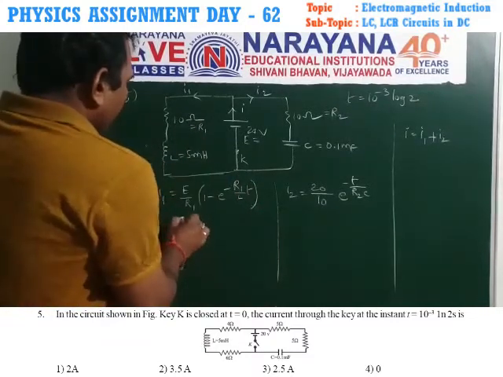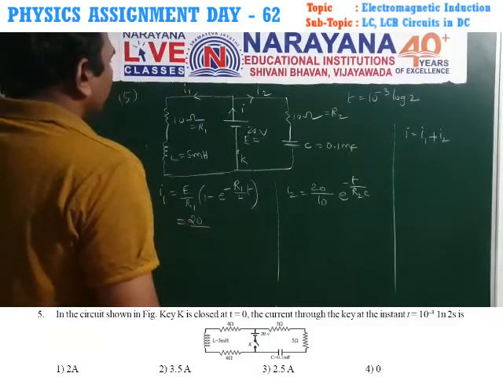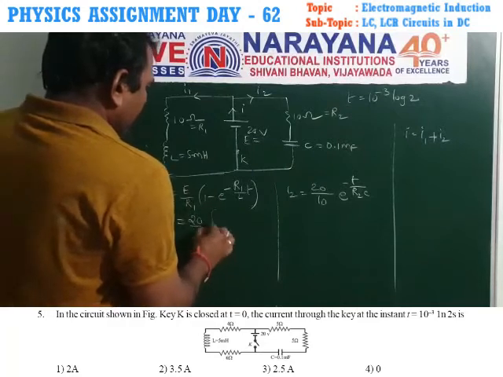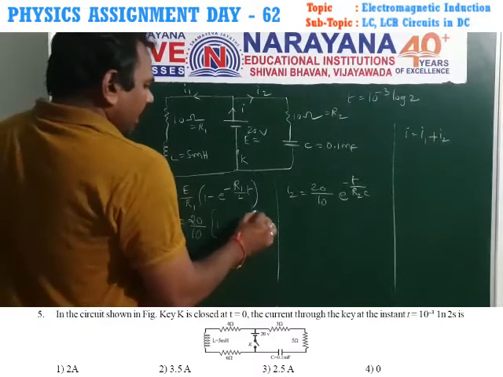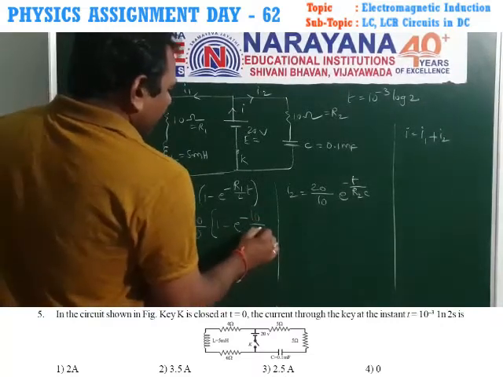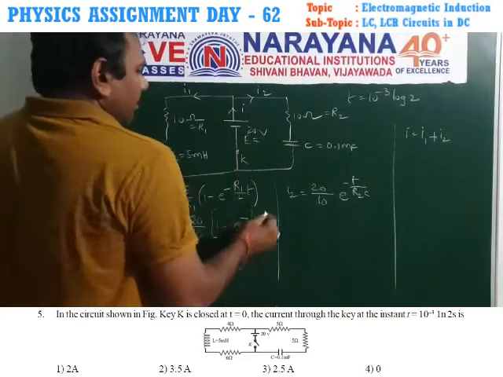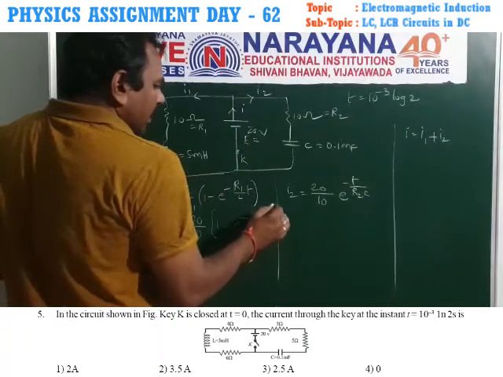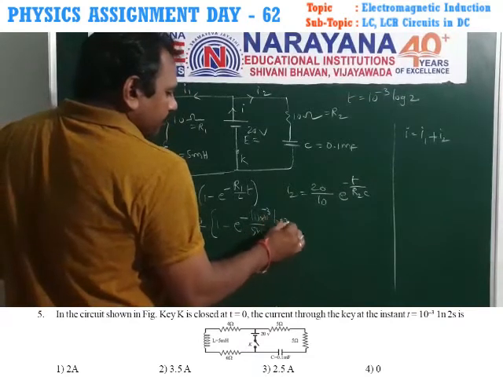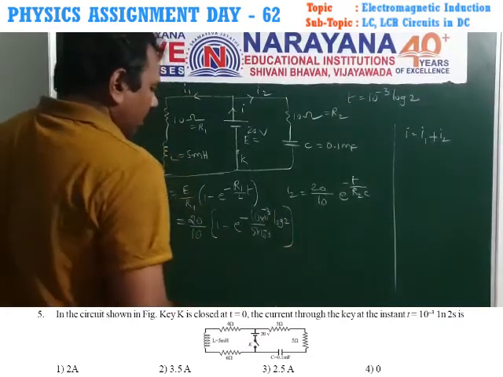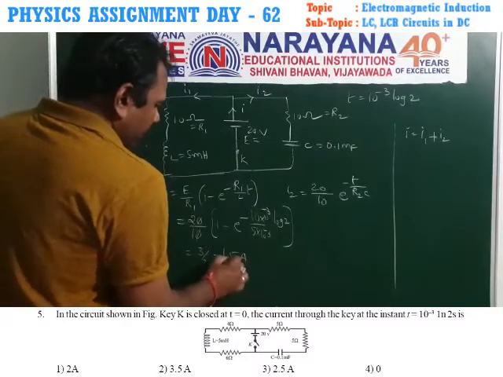So here, what is the value of E? It is 20 by the R1 value. R1 is 10 only, into 1 minus e power minus R1 value 10 by the inductor value 5 into 10 power minus 3, into time. The time is given as 10 power minus 3 log 2. So totally we calculate 1.5 amperes of current.